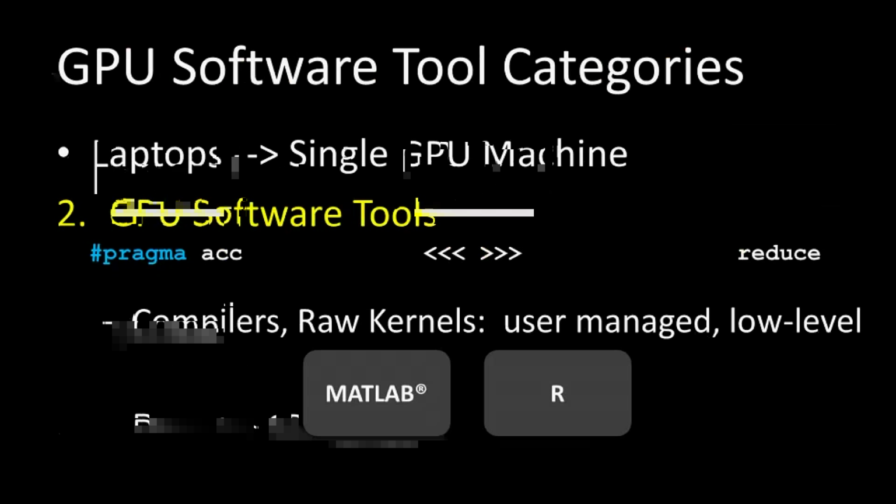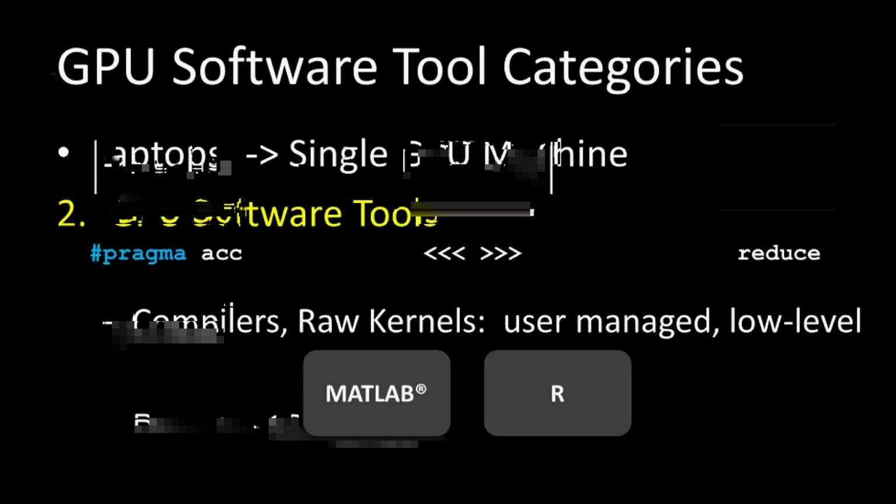So there are several different categories of tools. There are compiler directives, which use pragmas, like the OpenACC directives that were introduced last year. Raw kernels can use launch notation. And then there are GPU libraries, which may have a simple command like reduce. MathWorks' MATLAB provides some interfaces between CUDA and the user, and even R has started to see some support.